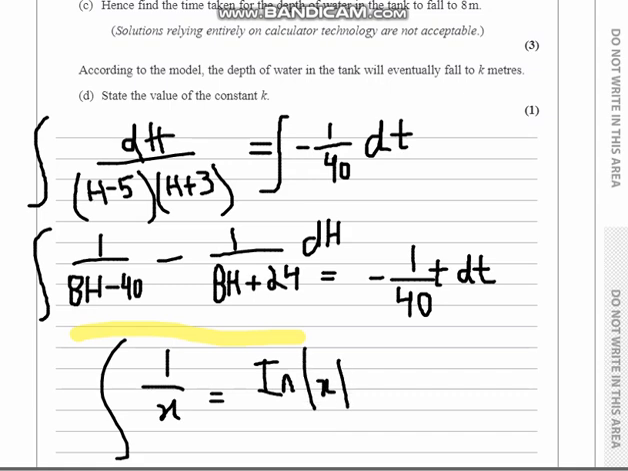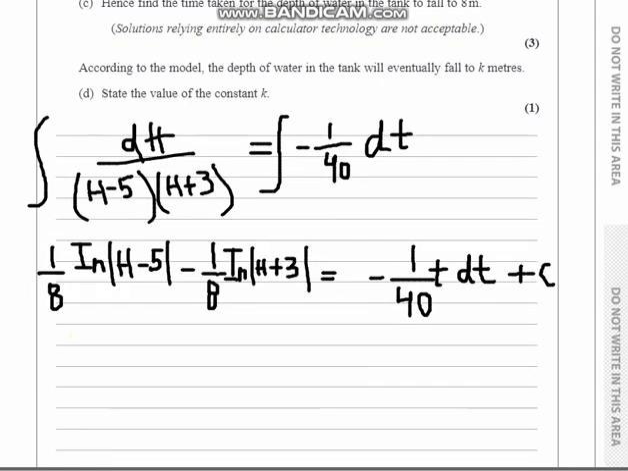If you have covered the integration topic, so what I'll do is, there you go, integrating the partial fraction, I'll get 1 upon 8 ln h minus 5 minus 1 upon 8 ln h plus 3 equal to minus 1 upon 40 t dt plus c. And this function right here has a dh. I forgot to mention it, but never mind.